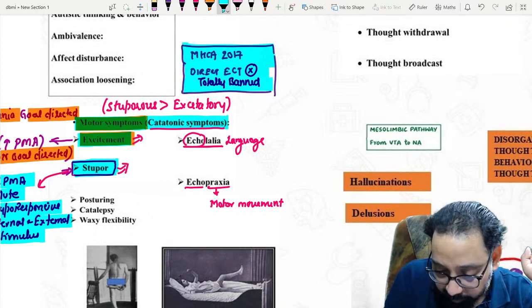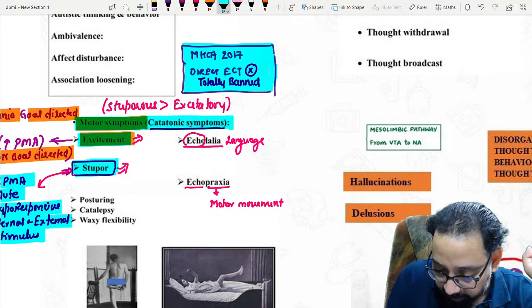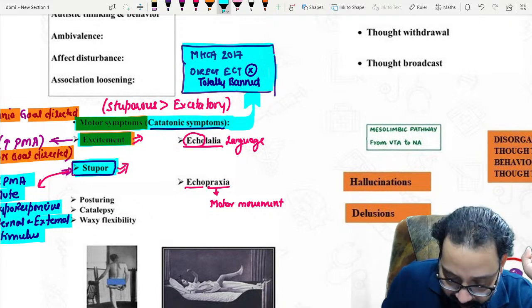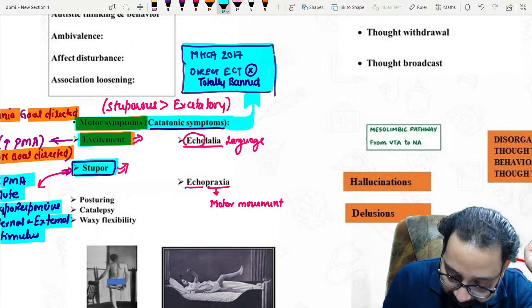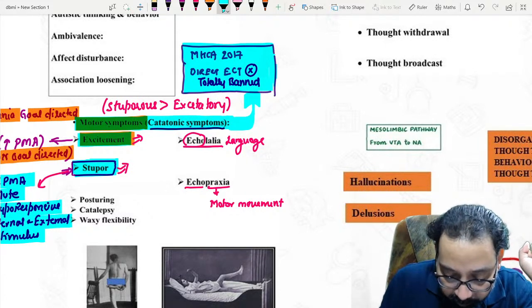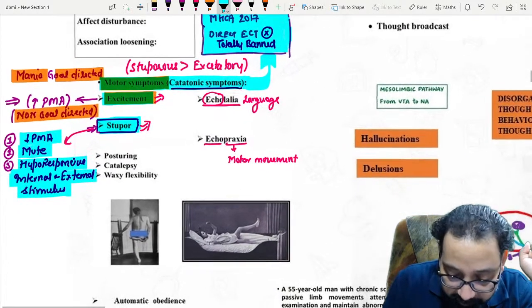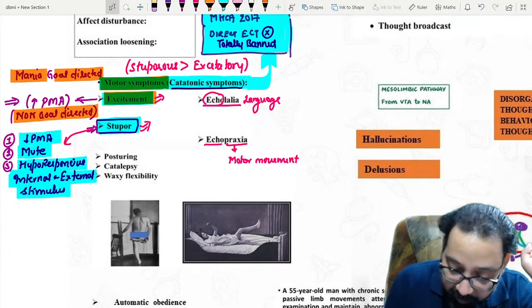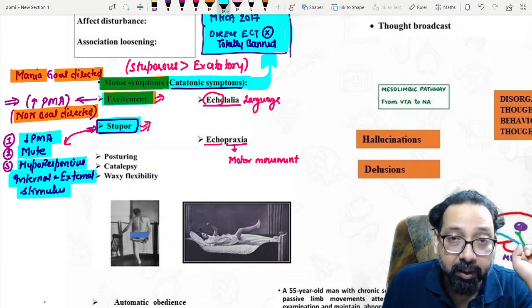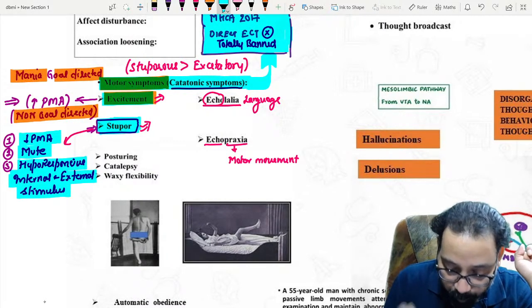It will help you remember that when I was talking about catatonia, I gave extra time to ECT, so you will remember the best treatment of catatonia is ECT. And to make the diagnosis of catatonia, there are a few criteria, a few symptoms on the basis of which we can make the diagnosis. One of them is excitement: increased psychomotor activity, stupor, echolalia, echopraxia.